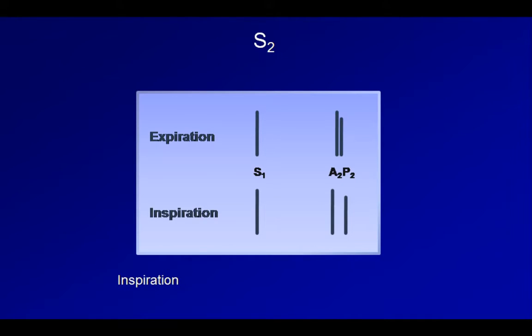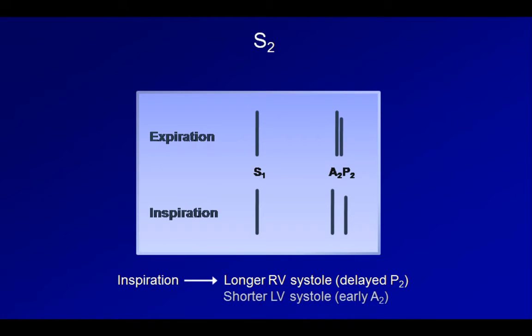Inspiration. First, the lower intrathoracic pressure during inspiration leads to increased right ventricular preload, which then increases the duration of RV systole, thus delaying P2. Second, the decreased LV preload during inspiration leads to shorter LV systole, and therefore an earlier A2.